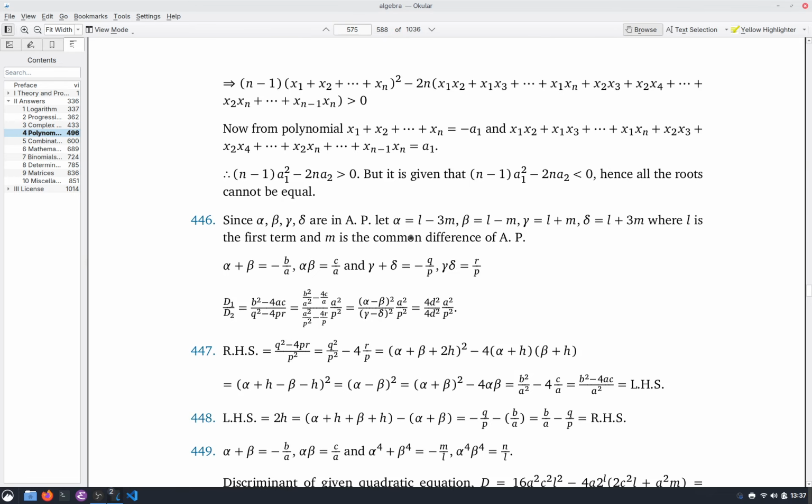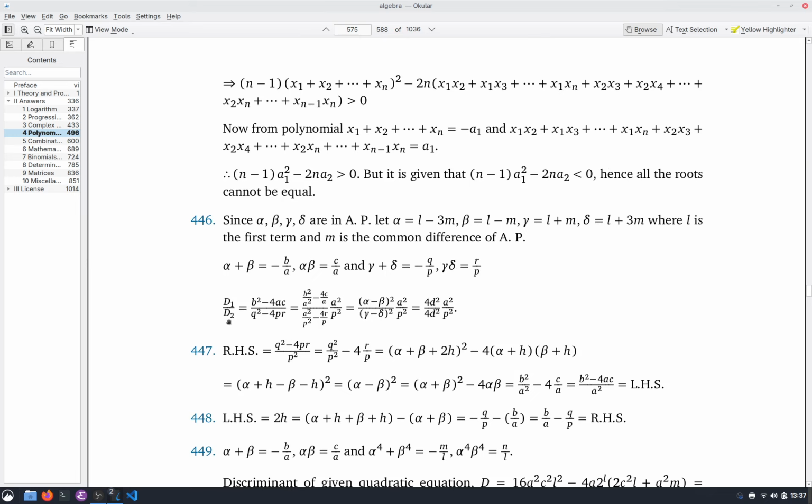We let alpha equal L minus 3m, beta equal L minus m, gamma equal L plus m, delta equal L plus 3m. So the sum of roots alpha plus beta will be minus b by a, alpha beta will be c by a, gamma plus delta will be minus q by p, and gamma delta will be r by p.